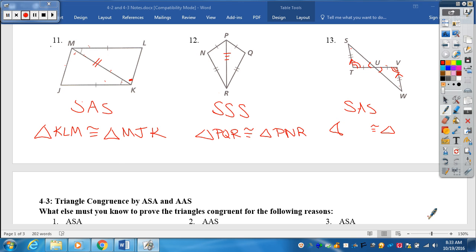The way it was marked out originally, no, it was not possible to prove the triangles congruent. But if I use side angle side with the parallel lines here, that does make it possible. So I can go and say STU is congruent to WVU.